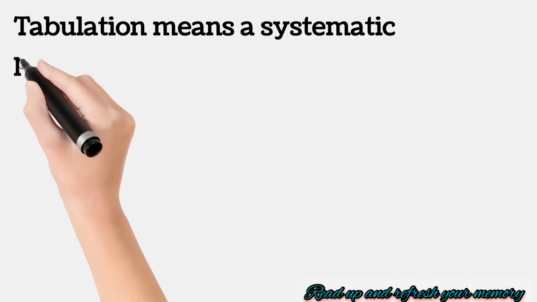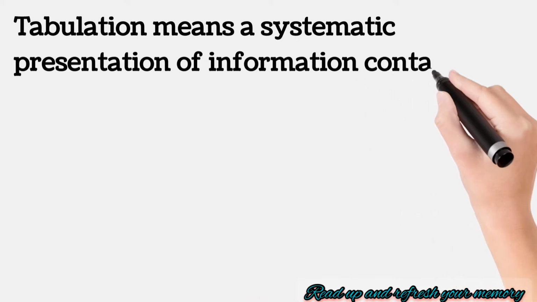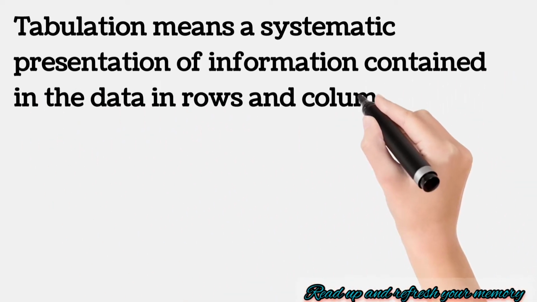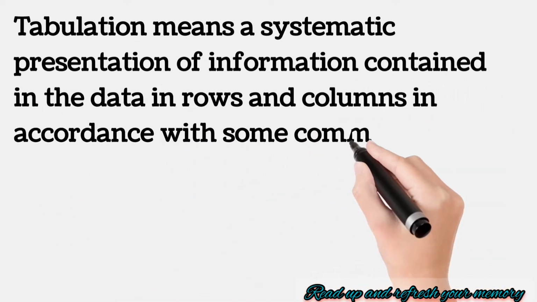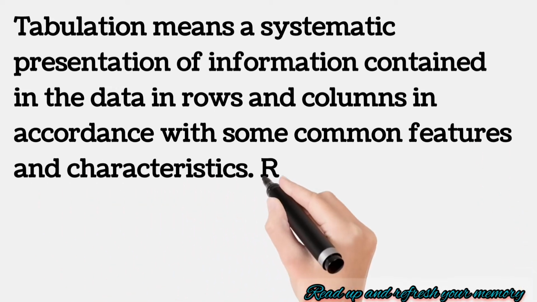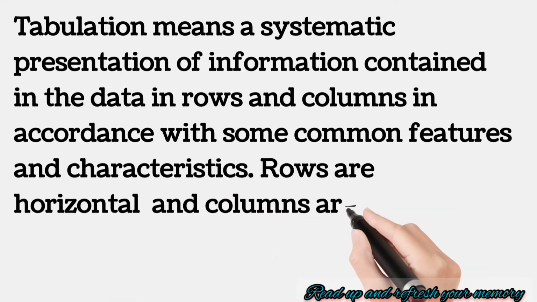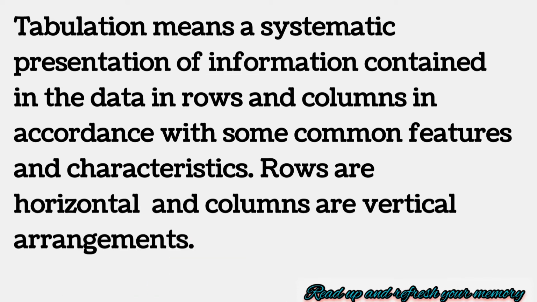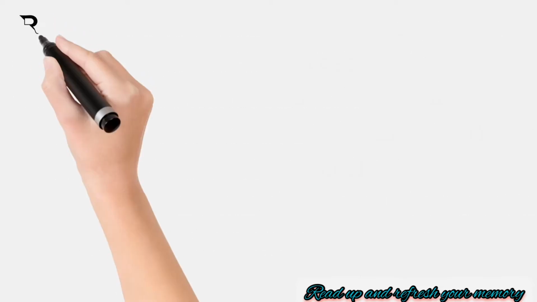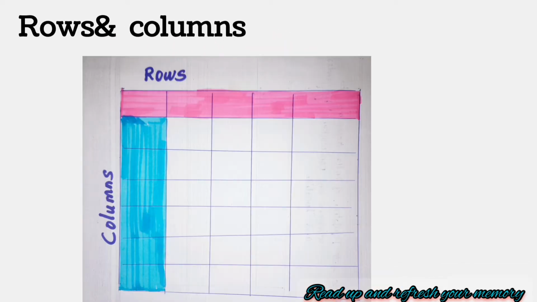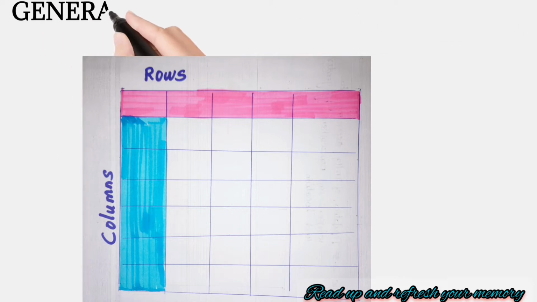Next, it is a systematic presentation of information contained in the data in rows and columns in accordance with some common features and characteristics. Rows are horizontal and columns are vertical arrangements. Here is the example. Rows are horizontal, marked as pink. Columns are vertical, marked as blue.